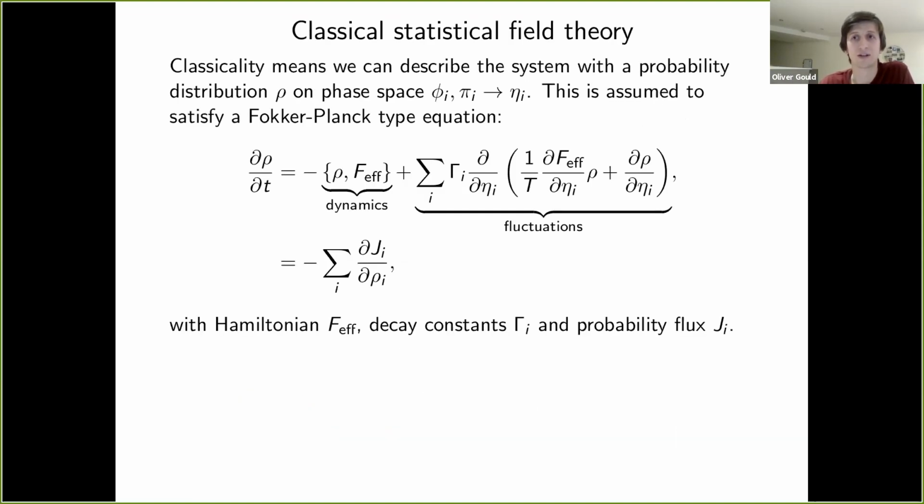But going on to the classical theory, this is the classical nucleation theory section. Classicality means that we have probabilities. We don't just have amplitudes anymore and complex numbers. We have a probability distribution, which I'm going to call rho, and we can define that on phase space. Here you can think of phase space in terms of phi_i and pi_i, some conjugate coordinates, and you can lump them together into eta_i, which is just your phase space.